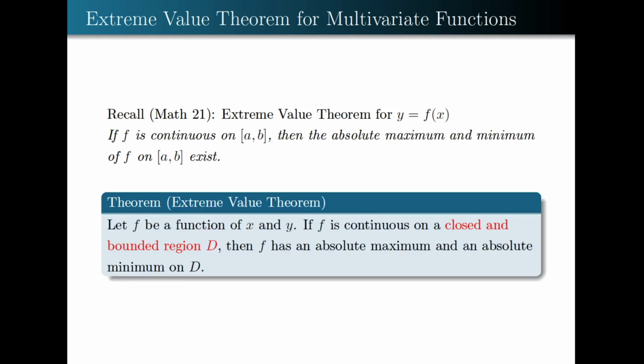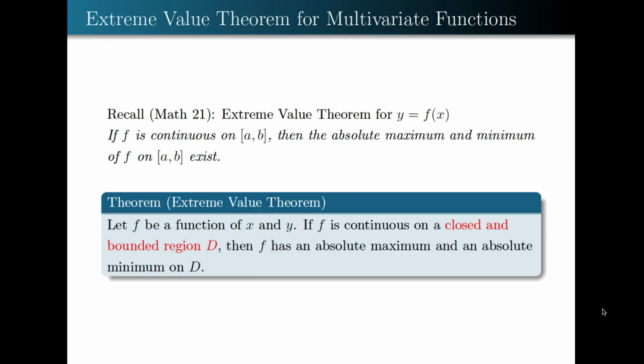Now we have an analog of this theorem for functions of more than one variable. This is the extreme value theorem for functions of more than one variable, which we will state here for functions of two variables. Let f be a function of the variables x and y. If f is continuous on a closed and bounded region D, then f has an absolute maximum and an absolute minimum on the region D. This guarantees us that if f is defined on a closed and bounded region D, we can always find its absolute extrema.